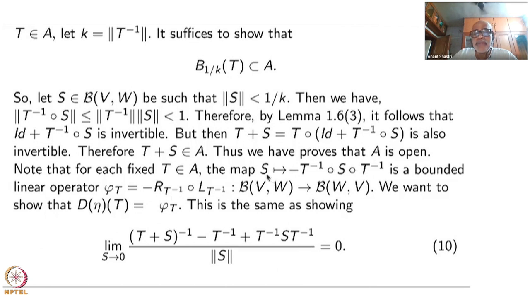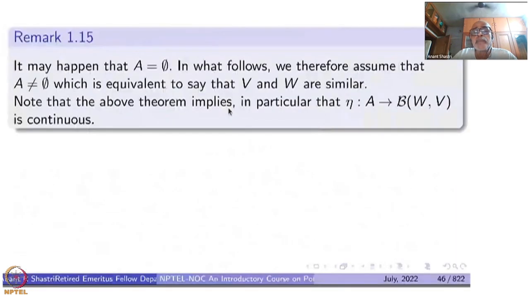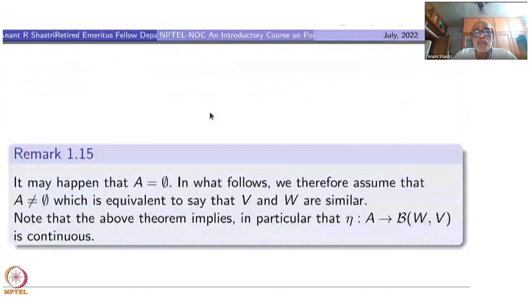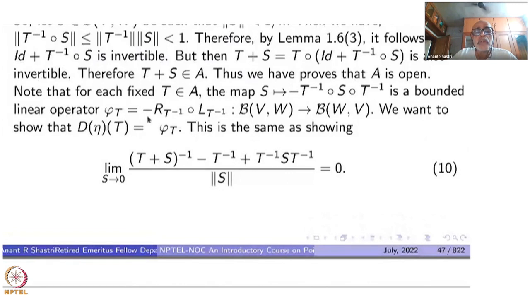So this map S going to T inverse S T inverse is nothing but, with a short notation, phi_T, which is R_{T inverse} composed with L_{T inverse}. There is a minus sign coming here, you see, in the statement. So I take minus phi_T, equal to minus R_{T inverse} L_{T inverse}. This is a linear map from B(V, W) to B(W, V). We want to show that this minus phi_T is the derivative of eta at T. This is the same thing we are showing now.